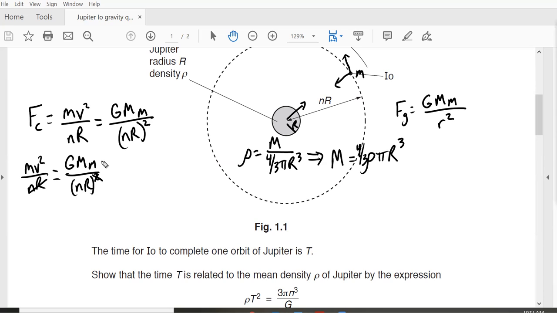Also, the mass of Io itself doesn't matter, right? We could divide both sides by lowercase m and realize that that's going to cancel out. So it does simplify a little bit. We got v squared equal to g m over n times capital R, where R, again, is the radius of the planet. Now it's better to make that substitution.